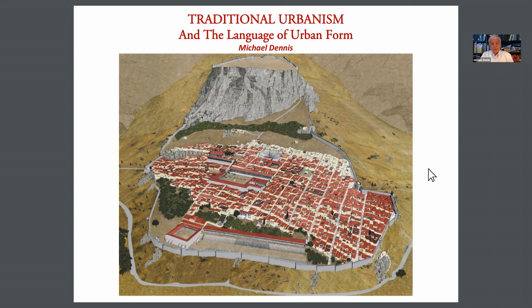So let's get started. What you're seeing here is a restoration image of the Greek city of Priene in Asia Minor. It has all of the characteristics that we'll be talking about of civic spaces, urban blocks, urban fabric, and landscape.